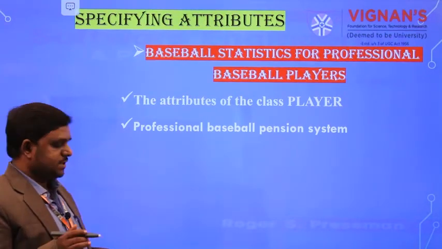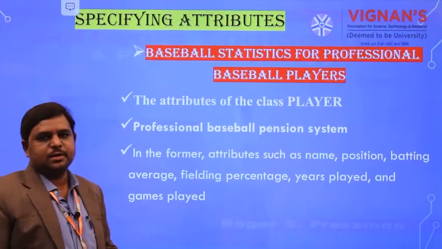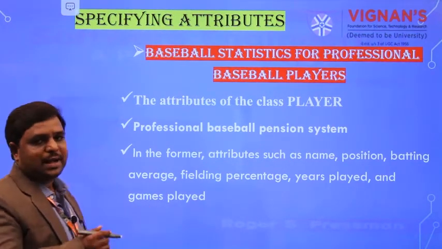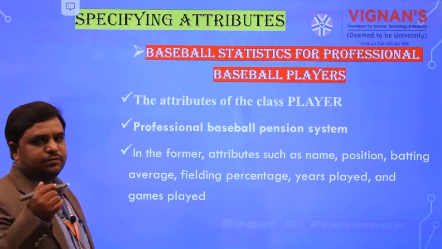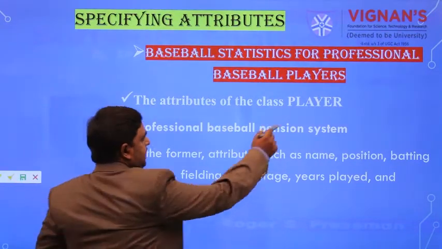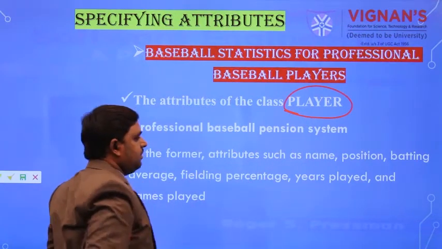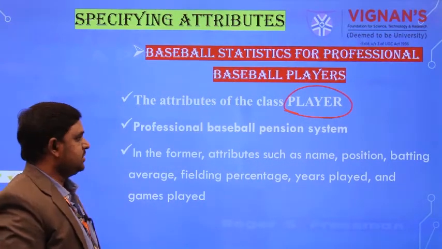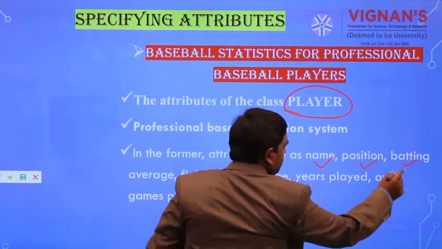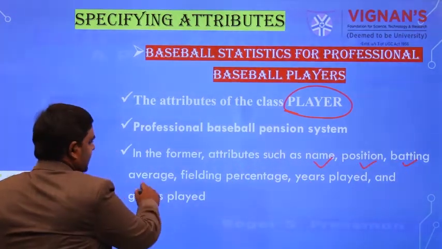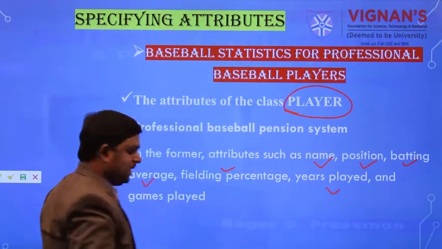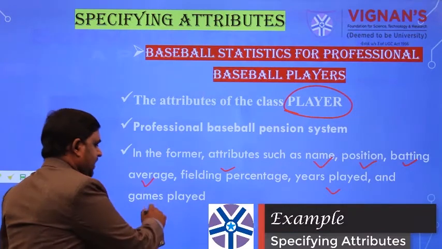In this example, if you are going to create a system for calculating statistics for baseball professionals, first we have to create a class called player. For this player we will have a number of attributes, like the name of the player, his position, his batting average and fielding percentage, how many years he played and how many games he played.